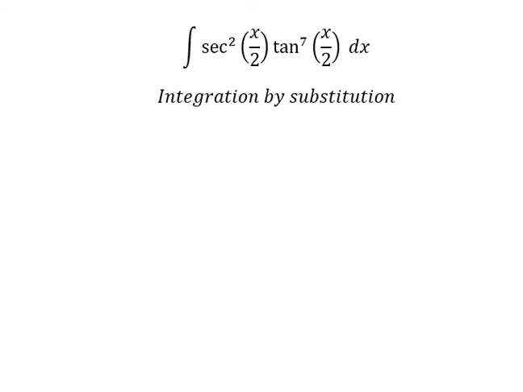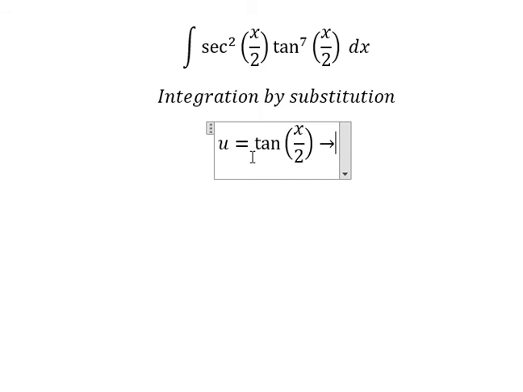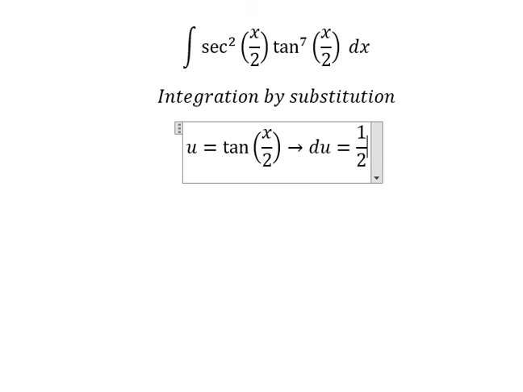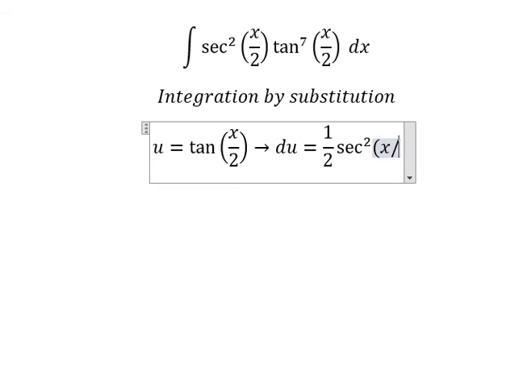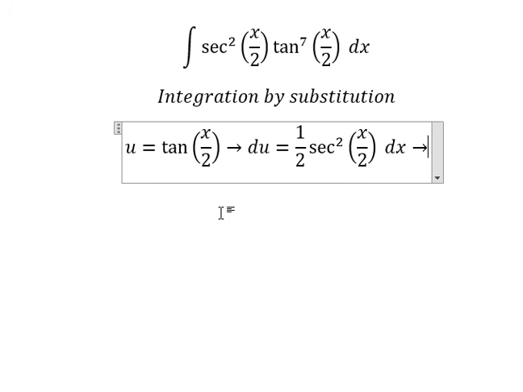So I will put u equal to tan of s over 2. Later we need to take the first derivative of both sides, and we have 1 over 2 secant squared of s over 2. Because we don't have 1 over 2, I will move the 2 to the left.